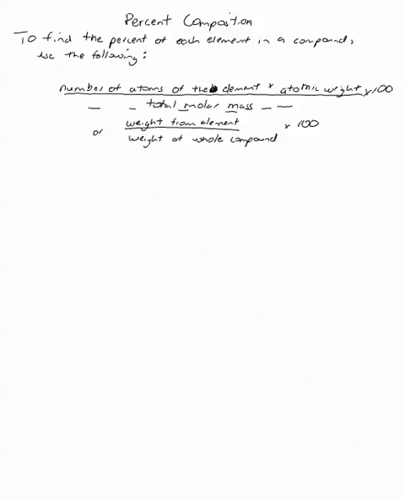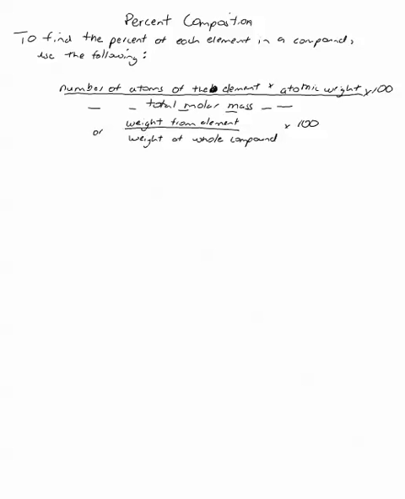Well, if you look here, it says to find the percent of each element in a compound, use the following formula. We're going to take the number of atoms of that element times the atomic weight. We've been doing that already. But this time we're going to divide it by the total molar mass, so the total weight of the compound, and multiply it by 100. Underneath there's a different way to say that: you take the total weight that comes from that element, divide it by the weight of the whole compound, multiply by 100, and that will give you the percent of the weight that comes from each element.